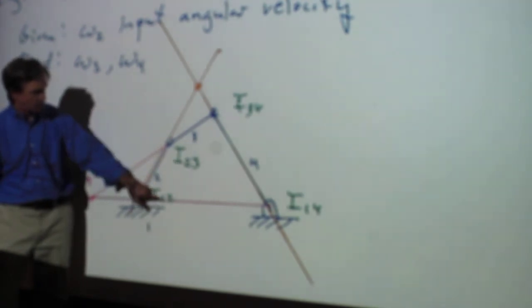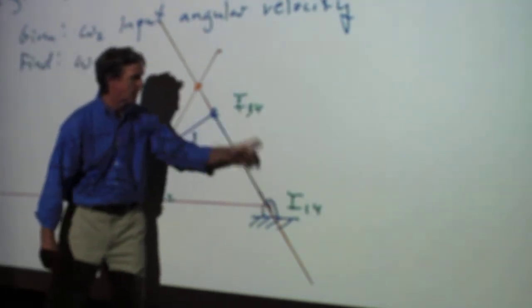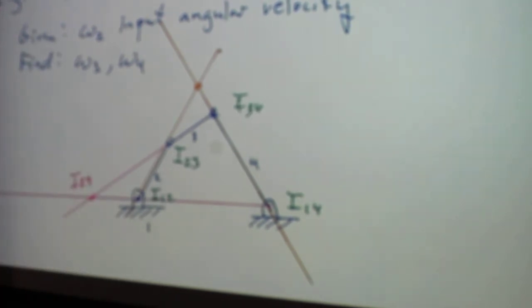Okay. And then for this one here, if I have a line here, and a line here, the common is 2, 1, 3 is uncommon. The common is 4, uncommon is 1, 3. So this line really should be right here. Okay. That's I13. All right. So that's all the instant centers for a 4-bar.